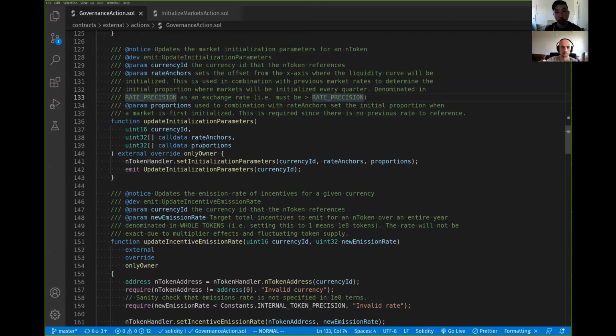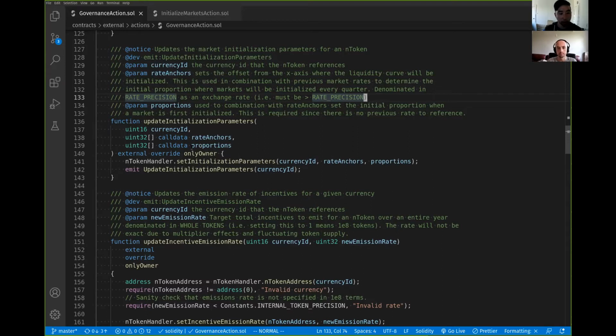The rate anchors define where the liquidity curve will be in the XY plane. As we discussed in the Fcash markets video, the rate anchor is the offset from the x-axis. That rate anchor will change as the Fcash market trades over the quarter, but when we initialize it, we use a default value. That allows governors to control where the liquidity curve is initially and hopefully minimize slippage a little bit for users.